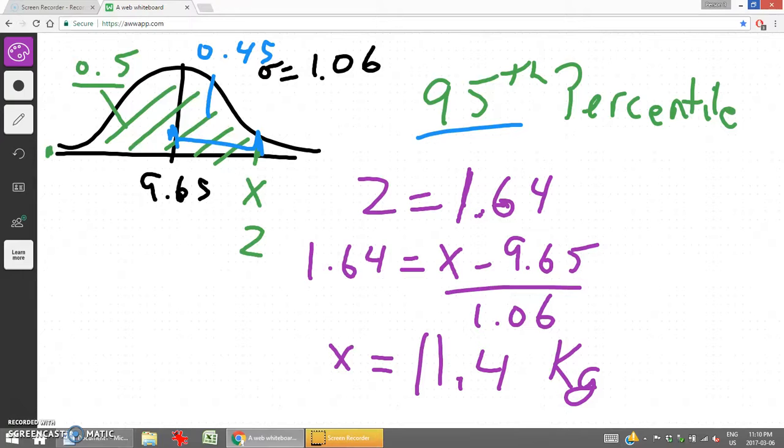So a child who weighs at the 95th percentile would weigh 11.4 kilograms, and we can reverse that as well. So if your child at 12 months of age weighs 11.4 kilograms, he or she would be in the 95th percentile for all 12-month-old children.